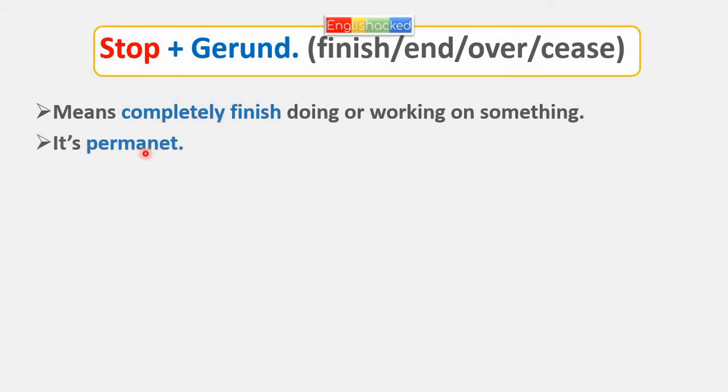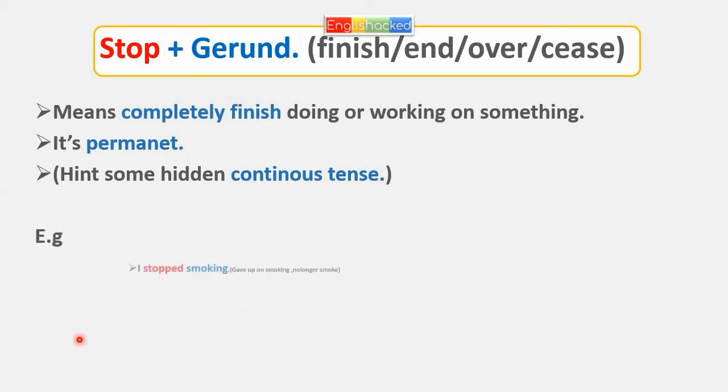So in your mind, you have that thing that I'm finishing, I'm stopping, I'm not smoking anymore. It's a permanent thing. You will not do it again. You will never do it again. Yes, it can happen, you can do it again, but you completely stop that action. There's that continuous tense in it.